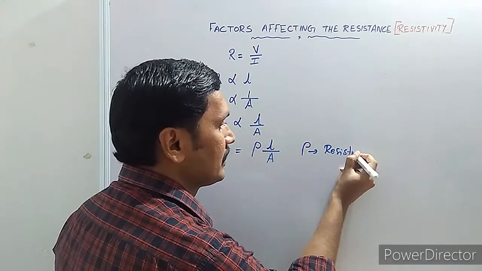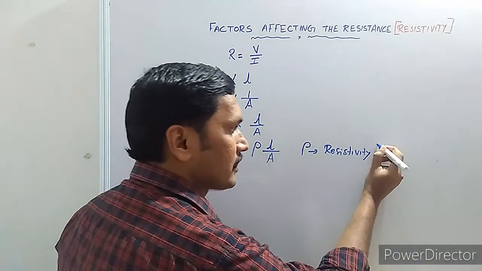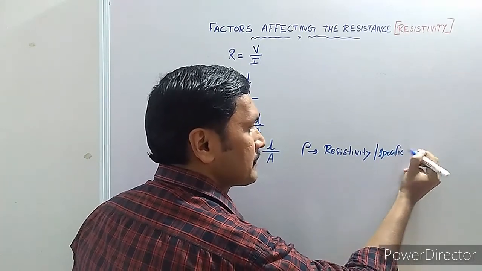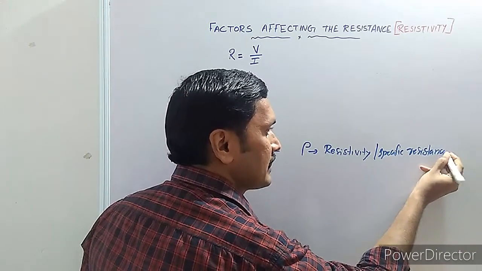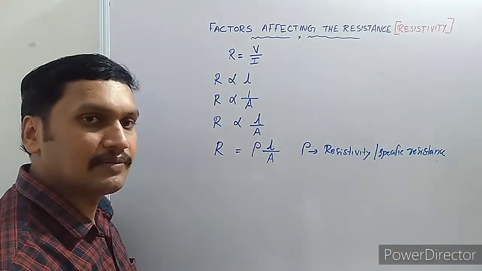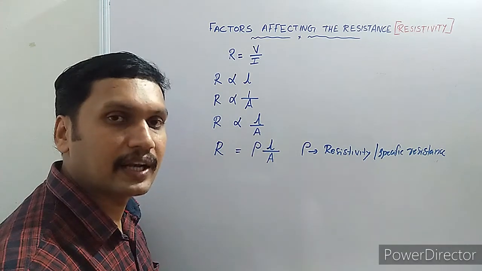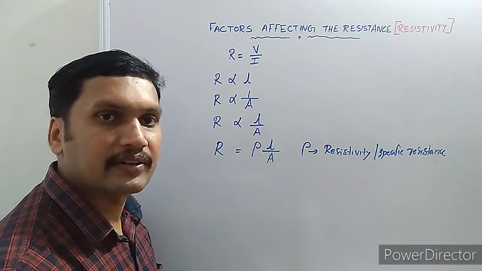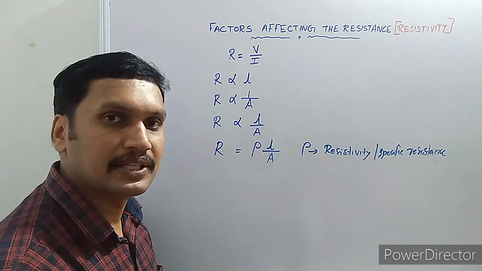Rho is known as the resistivity of that material, or it is also known as the specific resistance of that material. This is independent of the dimensions of the conductor. It does not depend on the length and area of cross section of the conductor. It depends only on the nature of the material.